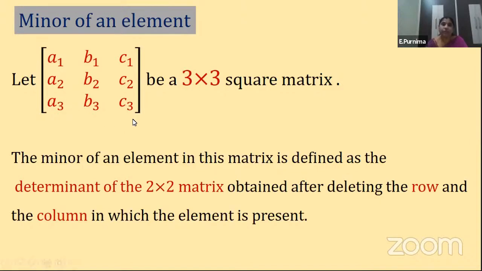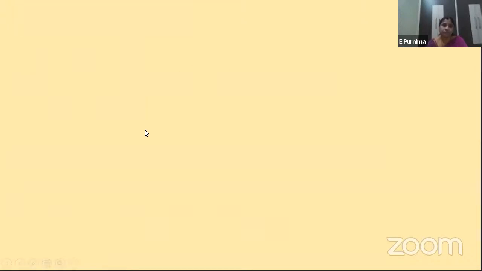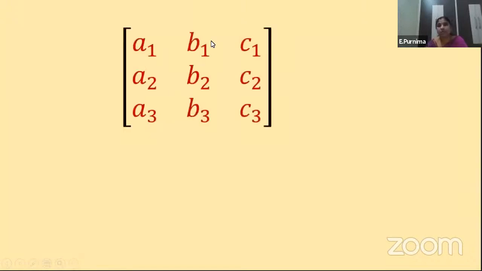Let me explain more clearly. Okay. So suppose here it is a matrix. Is it clear? A1, B1, C1, A2, B2, C2, A3, B3, C3. Here, this is a matrix. Now here we are trying to find the minor of an element. So which element do we want to find? Let us take the first element, the minor of A1. Is it clear? So what is the minor of A1, children?